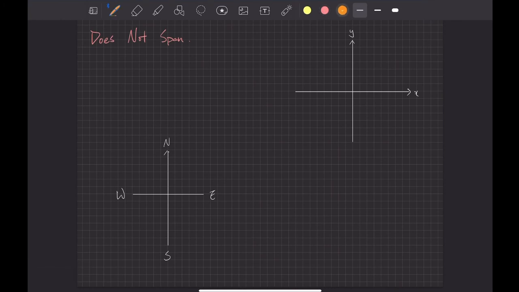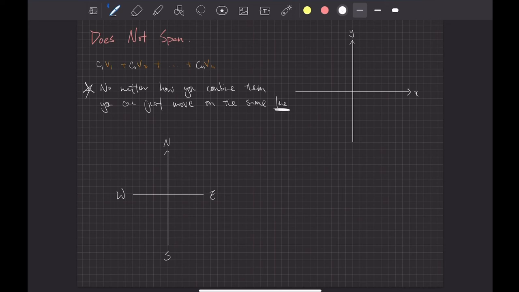Let's talk about a set that does not span. Still, we are adding different vectors together and scaling them with different constants. However, no matter how you combine them, you can just move on the same line if the set does not span. Let's give an example. If vector A is equal to 2, 2, and vector B is equal to -2, -2, they do not span, because no matter how you scale them and add them up together, you are still moving on the same line.